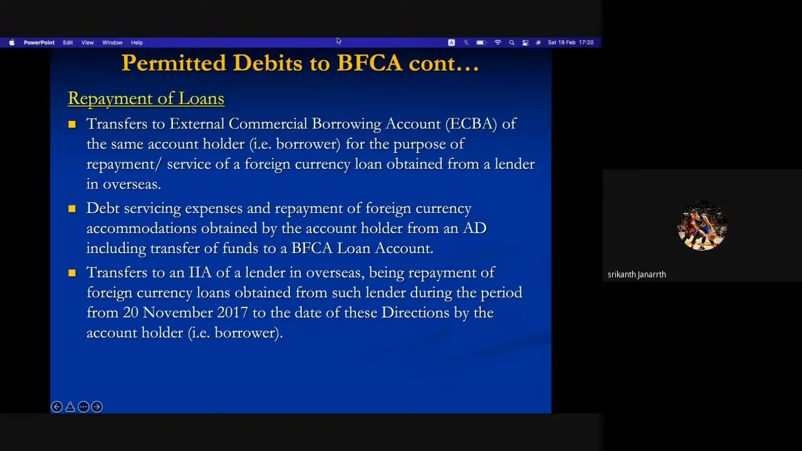During this period, whatever loan you have taken from the foreign lender through the IIA, you can transfer back to the IIA. You can repay the loan through the IIA. So you have taken the money from the foreign investor through the IIA account, and you can repay the money through the same channel, right? Whatever loan you have taken, you can later repay, provided you took the loan during this period, 20th November 2017 to 22nd March 2021. Because after 22nd March, the loan has to come through external commercial borrowing. That is a new change, right? So that is also put there.